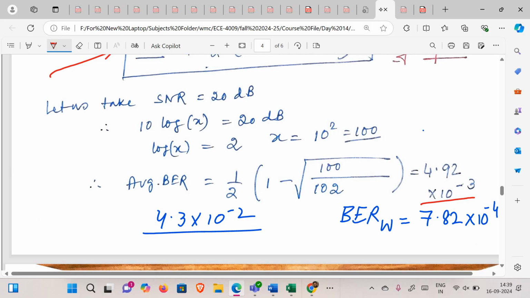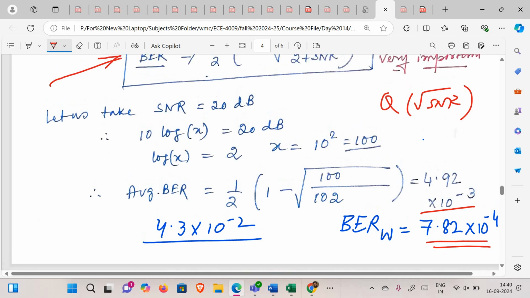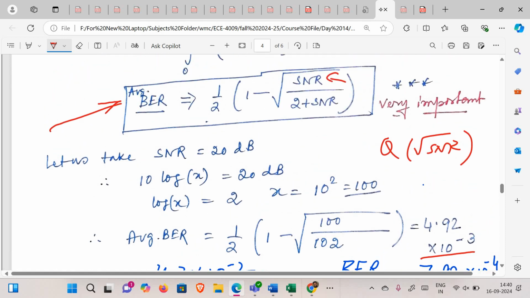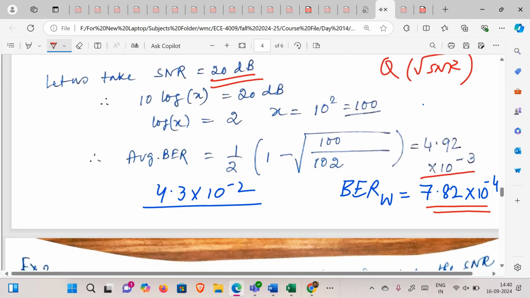using 10 dB. We have done the 10 dB calculation for the BER in the wired scenario, which gave us a value of 7.82 into 10 to the power minus 4 just a while back, using the formula Q of square root SNR. I want you to substitute 10 dB in the equation that we have referred to now. This was 20 dB, right? I want you to make it 10 dB, and if you do it, you will get a value of 4.3 into 10 to the power minus 2.